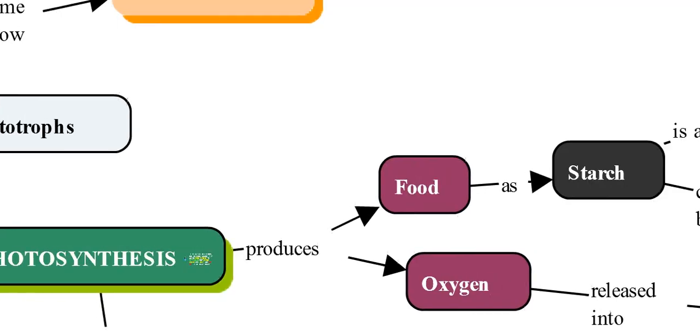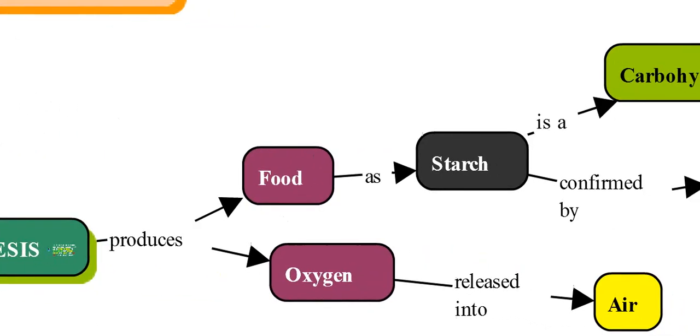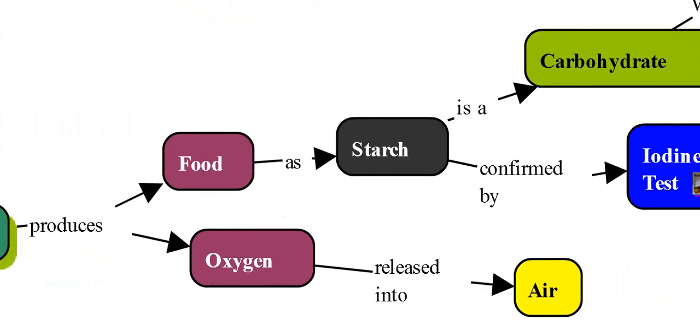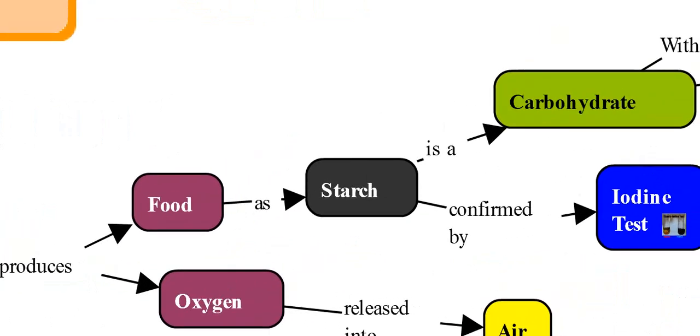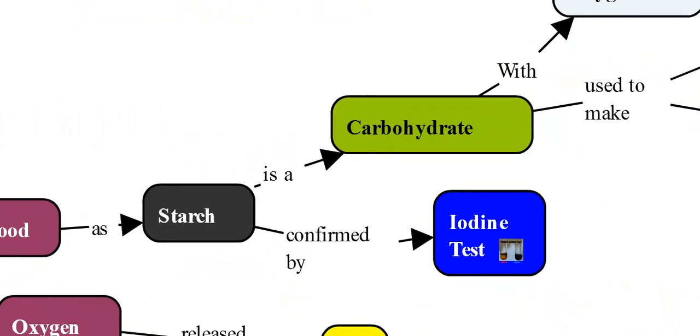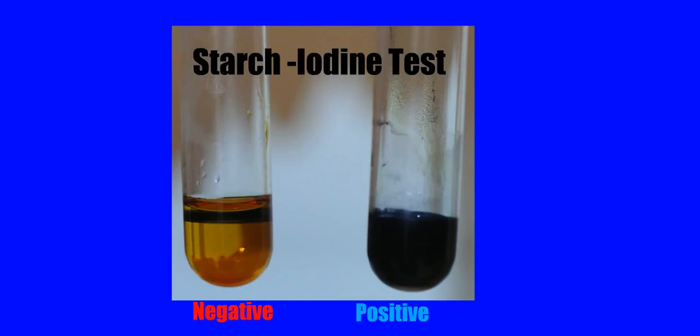Now let us look at the products of photosynthesis. They are food and oxygen. Oxygen is released into the air, and food is in the form of starch, and starch is a carbohydrate. Starch can be confirmed by iodine test. If you want to check if starch is present in an item, you need to do an iodine test.